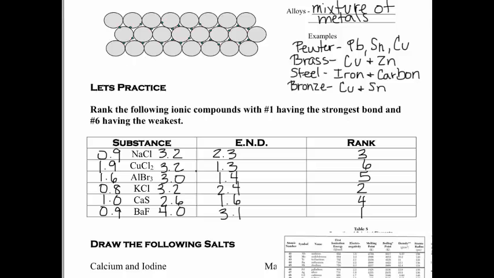When you compare two ionic substances, all you're going to look at is the electronegativity difference. Also, this would rank your boiling points. The barium fluoride would have the greatest or highest boiling point, and the copper chloride would have the lowest boiling point.